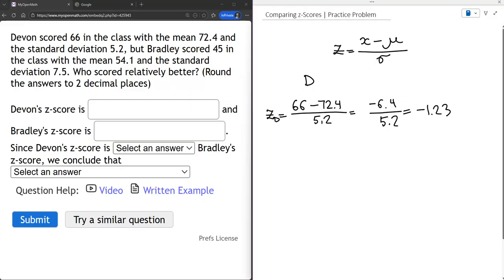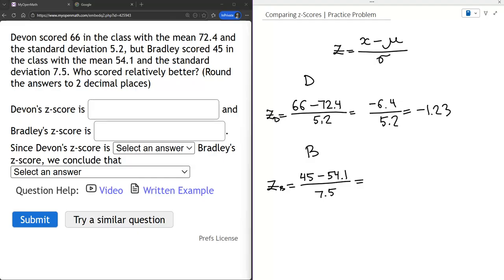And let's do the same for Bradley. Bradley's z-score can be computed using the same formula. His score is 45. Notice how he scored much lower than Devon. But the circumstances are different. The average in his class was also much lower, and the standard deviation was a bit higher. So what does that mean, if anything?